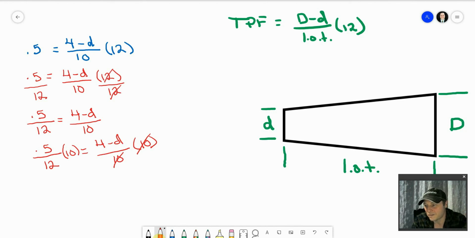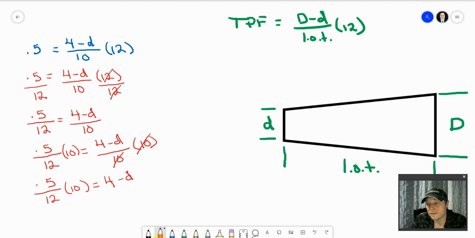The answer is just the number you started with. And that's what's happening here, okay? But the equal sign has got to be true. So if I multiplied this ratio by 10, I have to multiply this ratio by 10. All right, so what our formula looks like now is 0.5 over 12 times 10 equals 4 minus d.